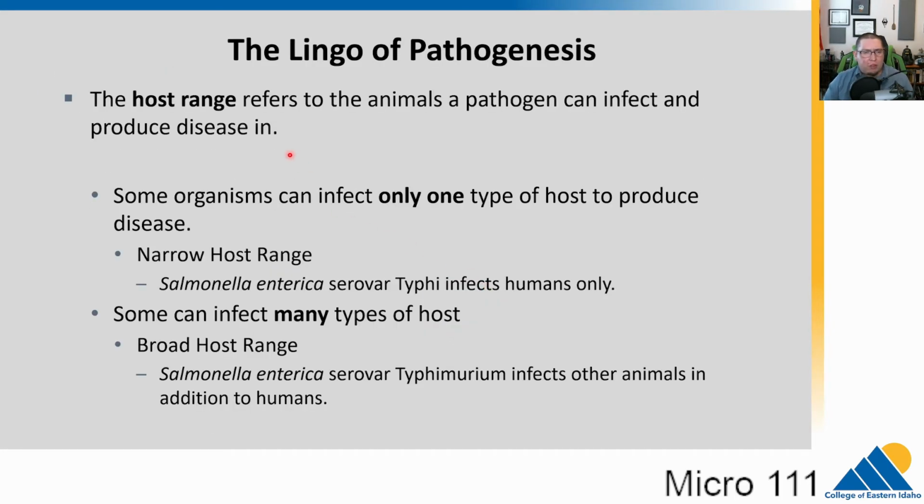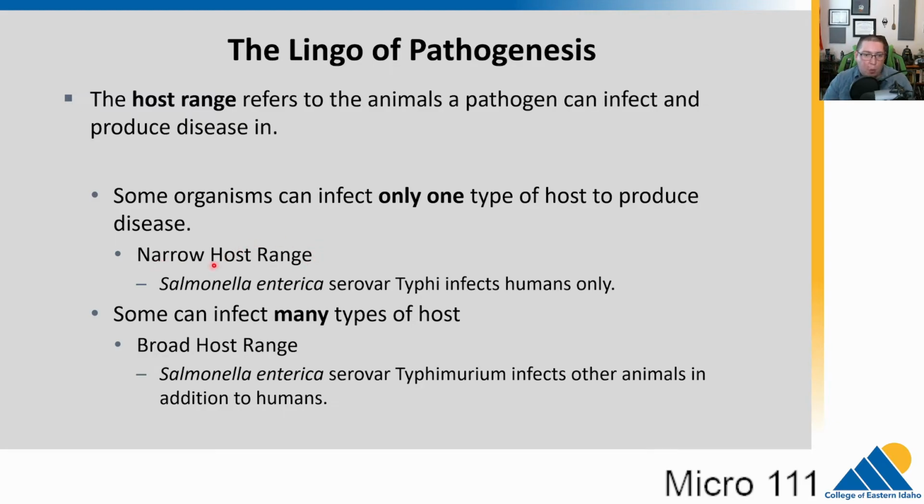We also want to describe what we call the host range, right? So the host is the thing that gets infected. The host range refers to the animals, which includes humans, that a pathogen can infect and produce disease in. And so this could be narrow, right, or broad. So we have some organisms that can infect only one type of host, one single species, and produce disease in there. That would be a narrow host range.